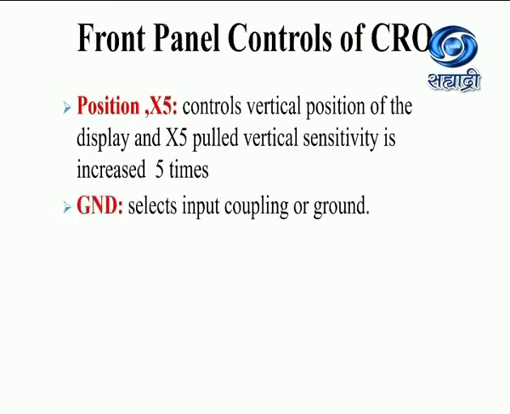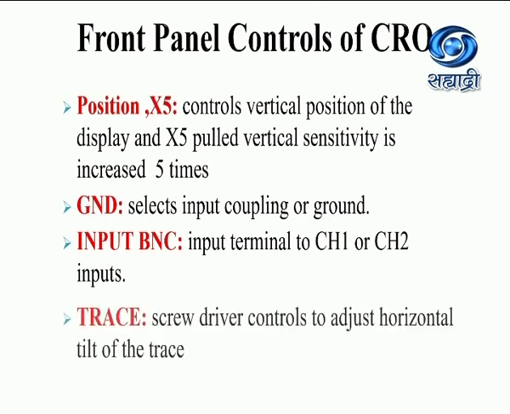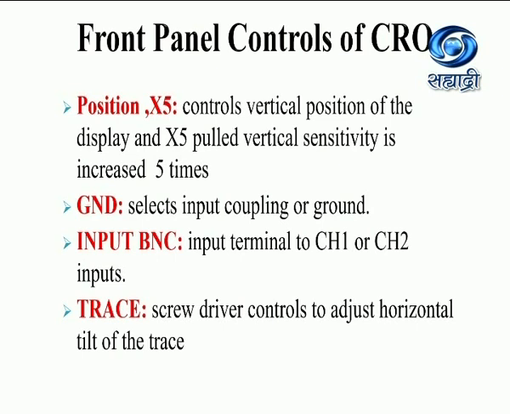Then we have ground, which selects input coupling or ground. Then we have input BNC, that is the connection where we connect our applied signal. So it is the input terminal, you can say, to channel 1 or channel 2. If 2 channels are used, then we have 2 input BNCs. Then we have trace, a screwdriver control to adjust the horizontal tilt of the trace. So by using this control, you can adjust the horizontal tilt of the trace. If there is any tilt in the horizontal signal, you can adjust it by using a screwdriver.